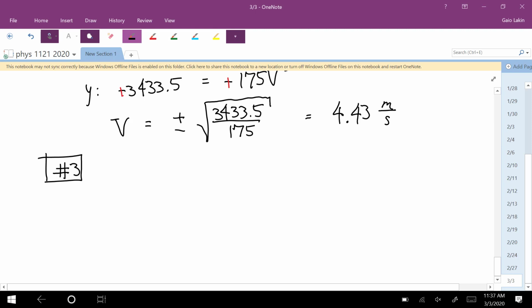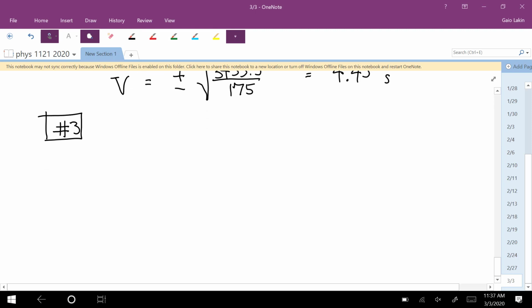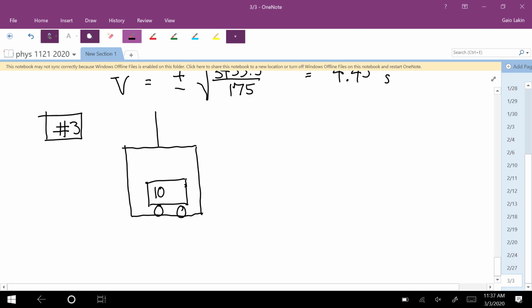Okay, so you have a 10-kilogram cart that sits on an elevator. And the elevator accelerates down at 1 meter per second squared. What's the force applied to the cart by the floor?